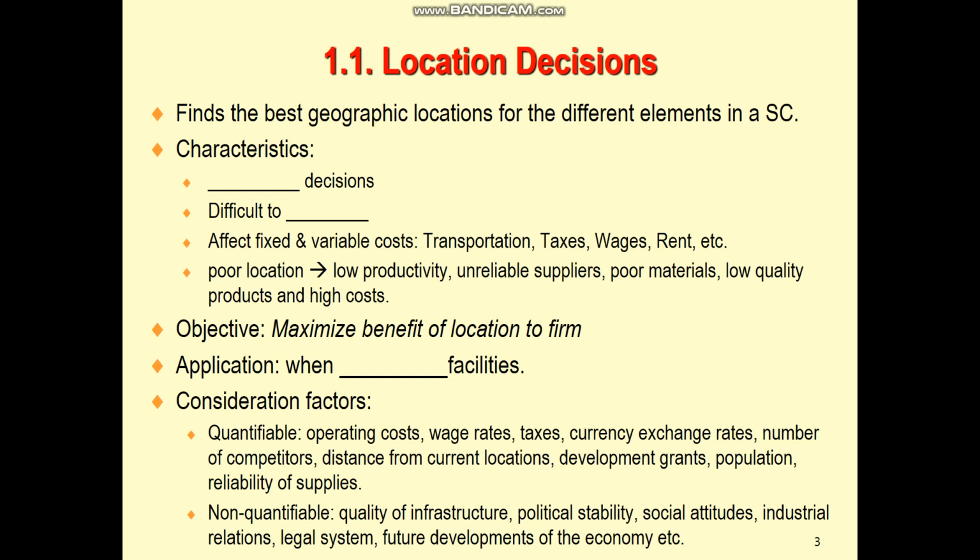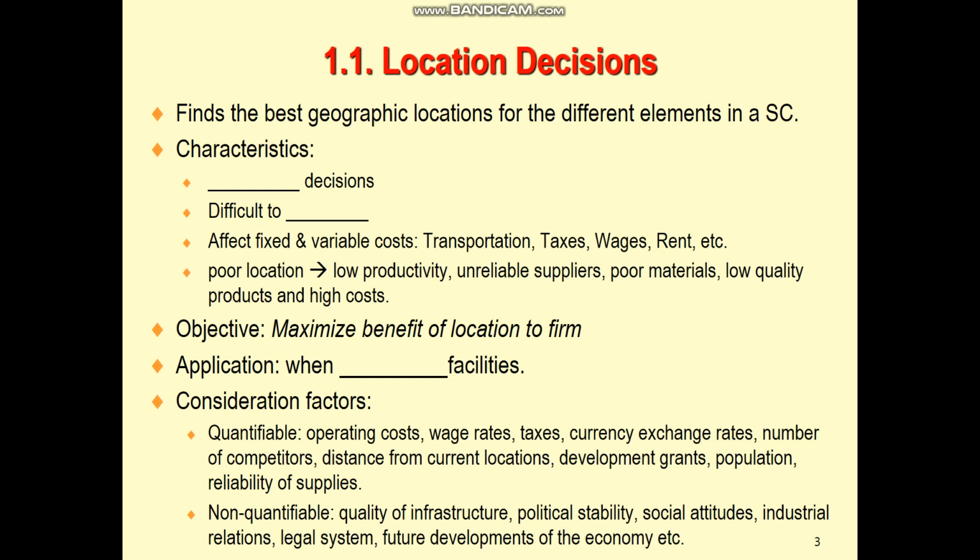Location decision is a long-term decision. We cannot just decide it in a short term. If we want to locate a new facility, we want to make the location decision, we have to think of a long-term plan. Okay. And let me give you an example.